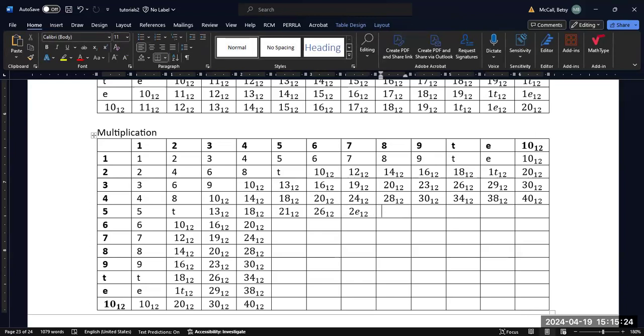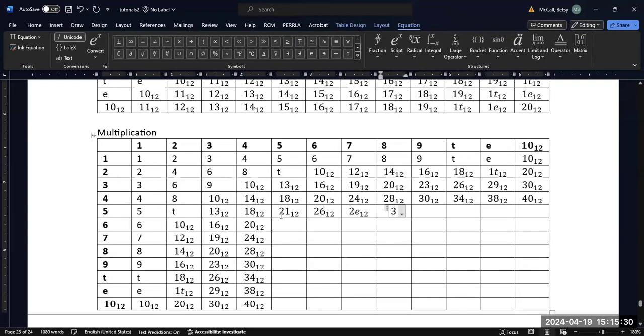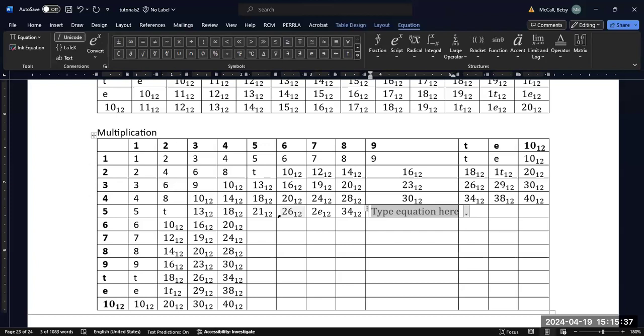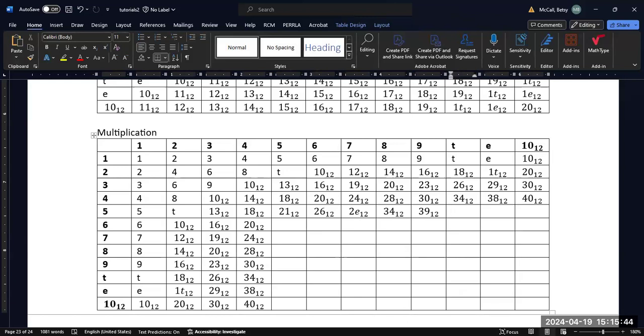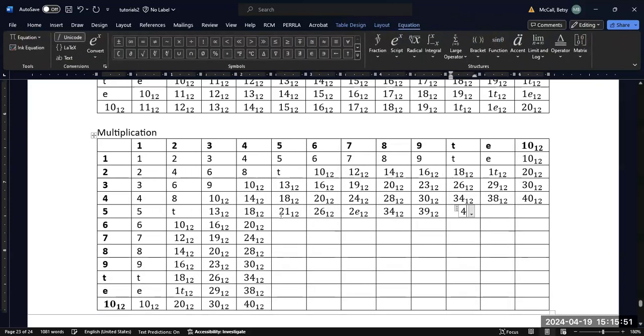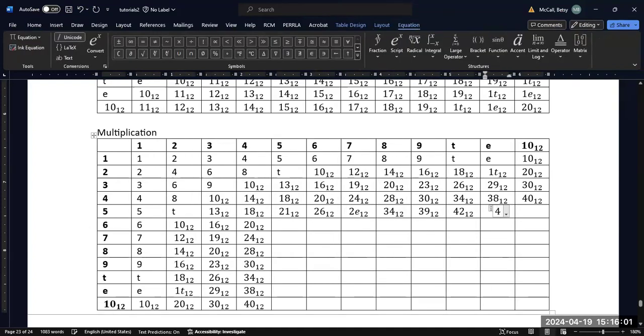And 5 times 8 is 40. That's going to be three copies of 12 plus 4. And then if I add 5, I get 39. Five times 10 is 50. That's four copies of 12 plus 2. And then I add 5 and I get 47. And then 7 and 5 is 12. So I end up with five copies of 12 instead of 4.